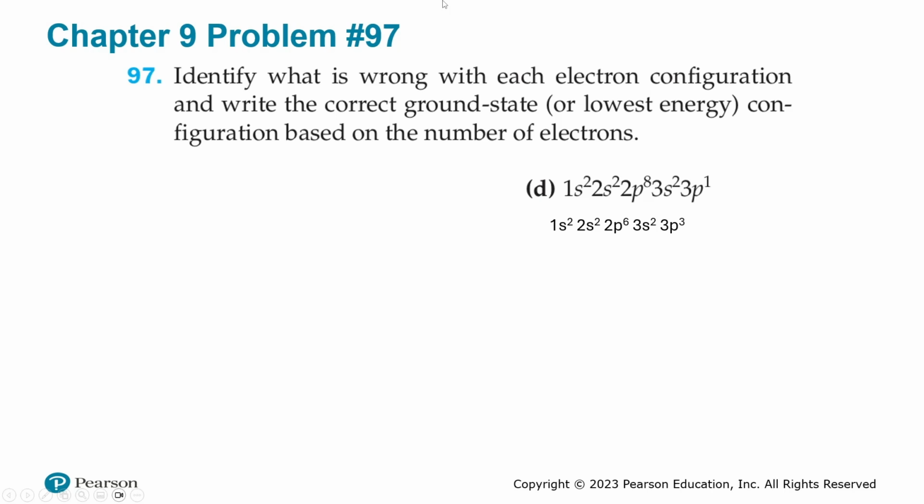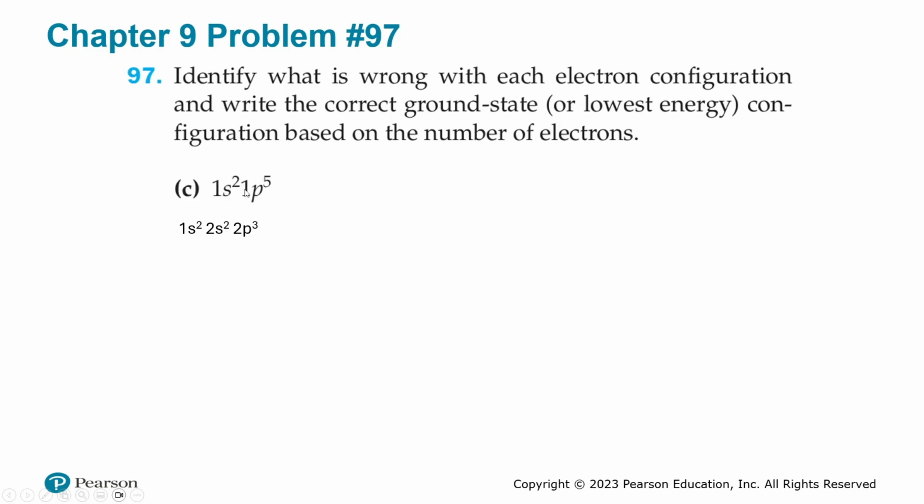For the last one, we have 1s2, 2s2, 2p8. So we can't have 8 electrons in the p orbital. We can only have 6 electrons. So that's the mistake. I forgot I didn't even go over the answer for this one.